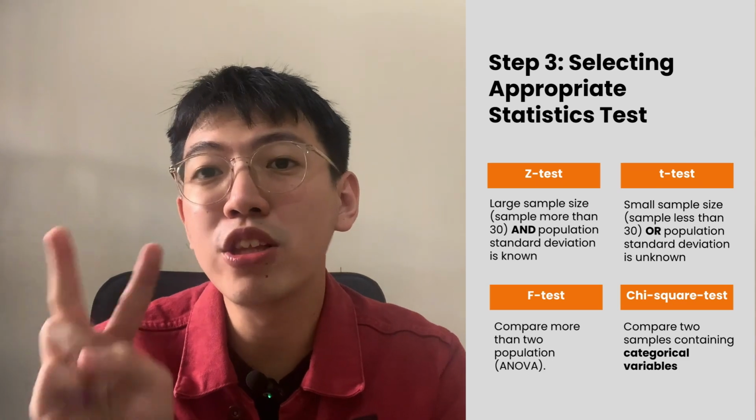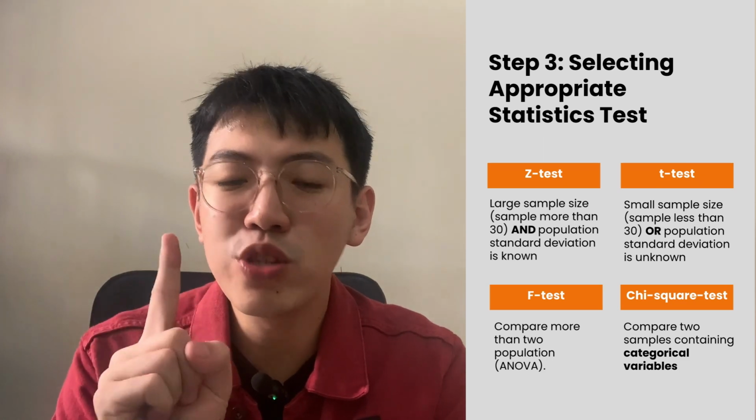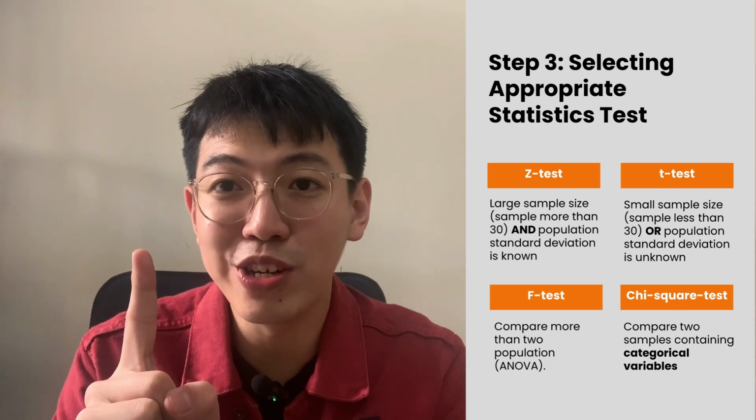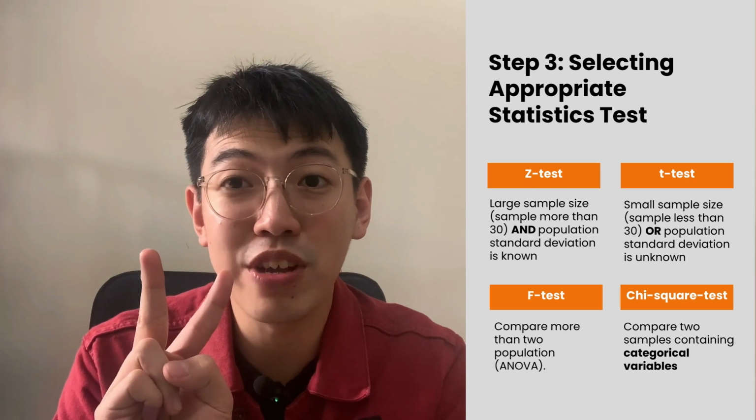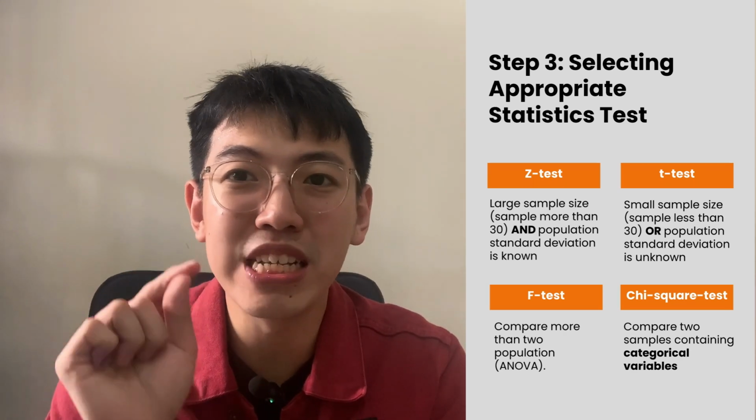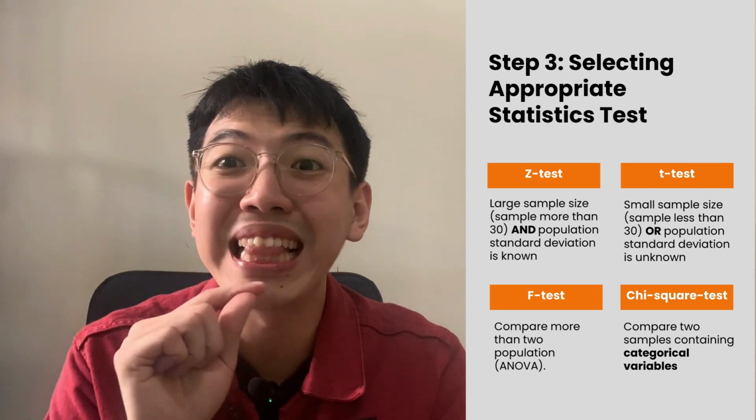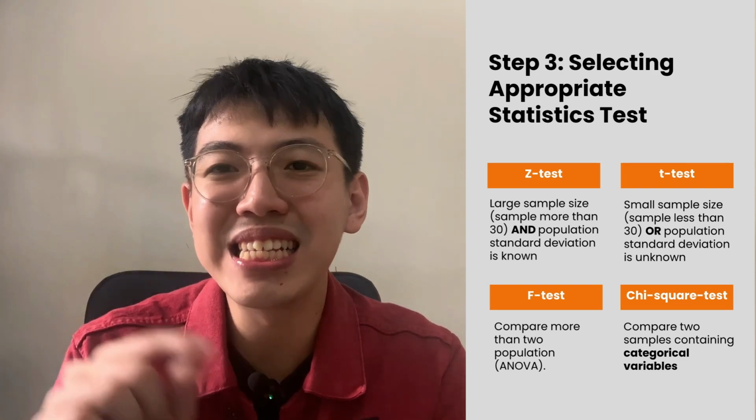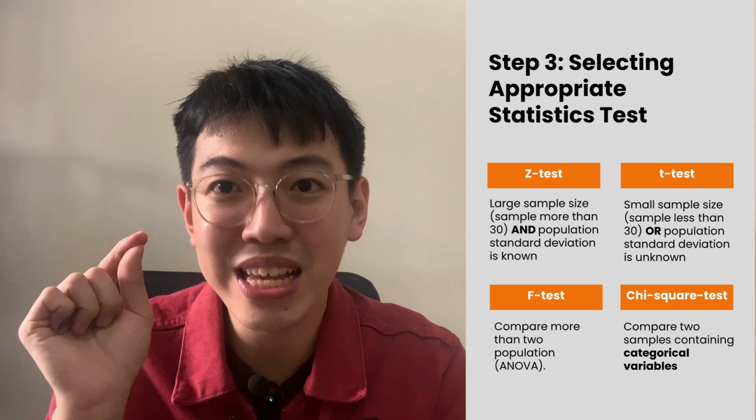So you have to meet these 2 requirements. The first one is large sample size, more than 30, and population standard deviation is known. If at least one of the requirements is not met, then we should use T-test. This is the common test that we use.